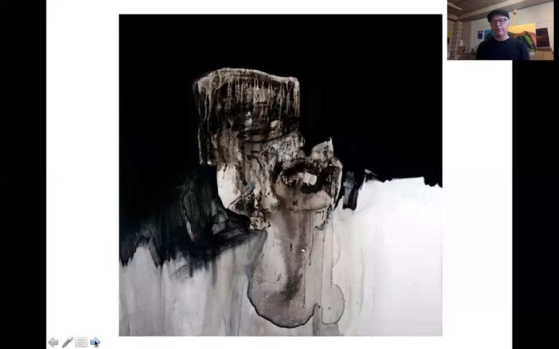Here's the first in a series of black paintings that I made. Why black? I mean, in a way, it's a bit of a cliche, isn't it? It's that idea of the darkness. But I think also you can create a huge amount of contrast between black and white, and that's an interesting area for me.